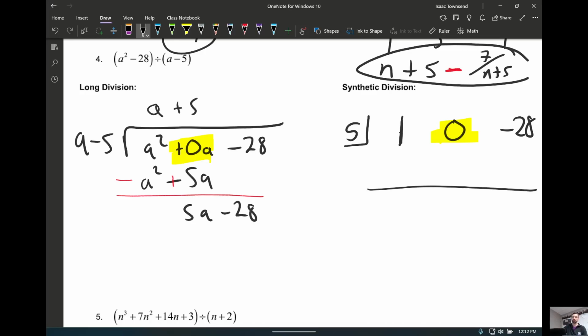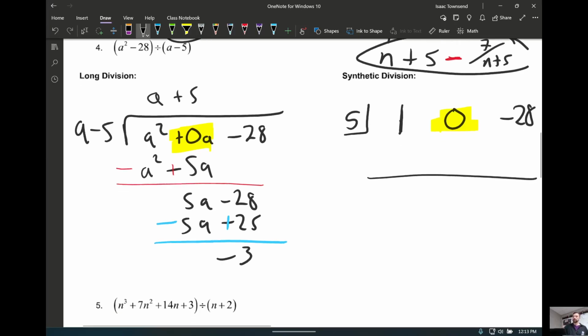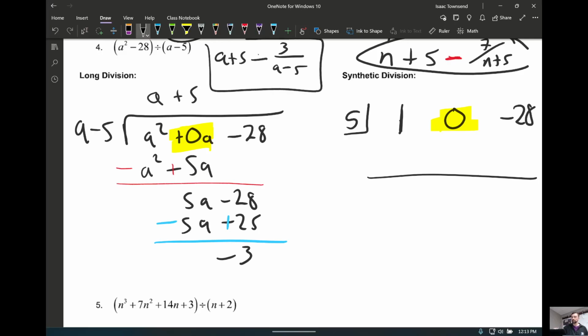Next part of your answer should be 5, because 5 times a gives you 5a. Also 5 times negative 5 gives you negative 25. Before you forget, change the signs and add. So if you ended up with a remainder of negative 53, you forgot to switch the sign here at the end. You added instead of subtracted. So, all right, in the end for long division, quotient plus remainder over divisor. A plus 5 minus 3 over A minus 5.